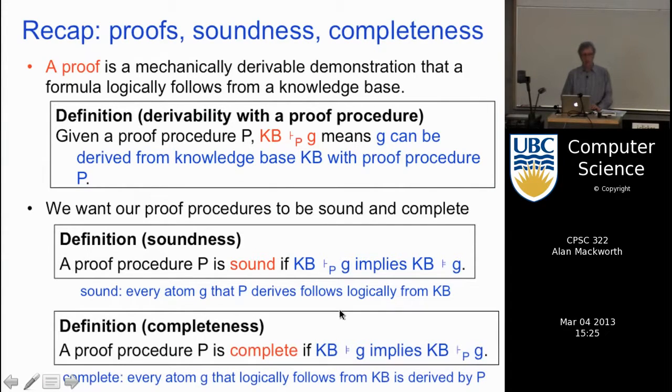And of course, we want to go the other way. We don't want to miss any theorems. This says everything you can prove is a theorem, but this says every theorem is provable, right? So we want completeness, which goes the other way. If G logically follows from the knowledge base, that implies that G is derivable by P from the knowledge base. So completeness says every atom G that logically follows from the knowledge base is derived by the mechanical procedure P, which does it without enumerating all interpretations, all models, and doing that incredibly tedious stuff. It just grinds away on the theory itself. It doesn't even look at the interpretations. But if we can prove that P is sound and complete, we've got an ironclad guarantee that we're only going to prove theorems. And that seems like a good thing to have.